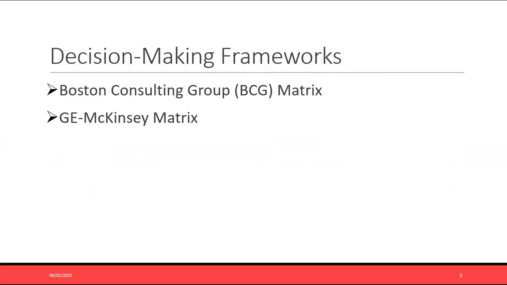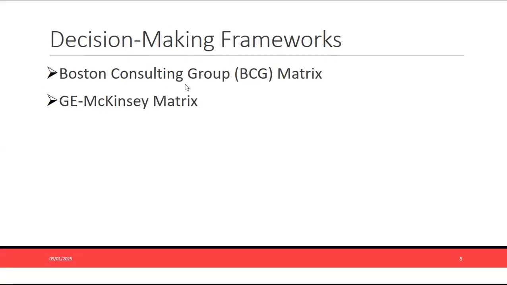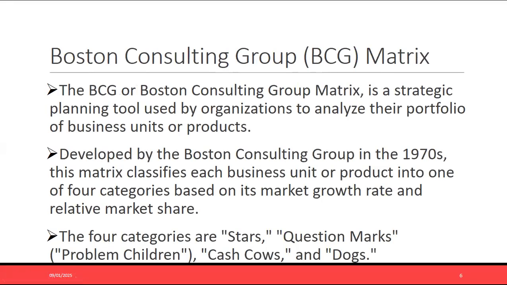We move on now to the decision-making frameworks. And like I said earlier, we would consider two of the frameworks, the BCG matrix, also called the Boston Consulting Group matrix, and then the GE-McKinsey matrix. The BCG matrix or Boston Consulting Group matrix is a strategic planning tool used by organizations to analyze their portfolio of business units or products.